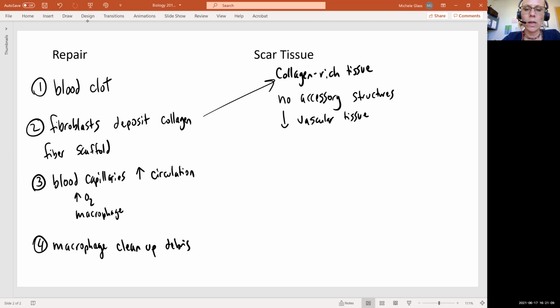Some people form a keloid, which is where you have excessive scar tissue. It can also be called hypertrophic scar tissue. So you end up with a raised scar.